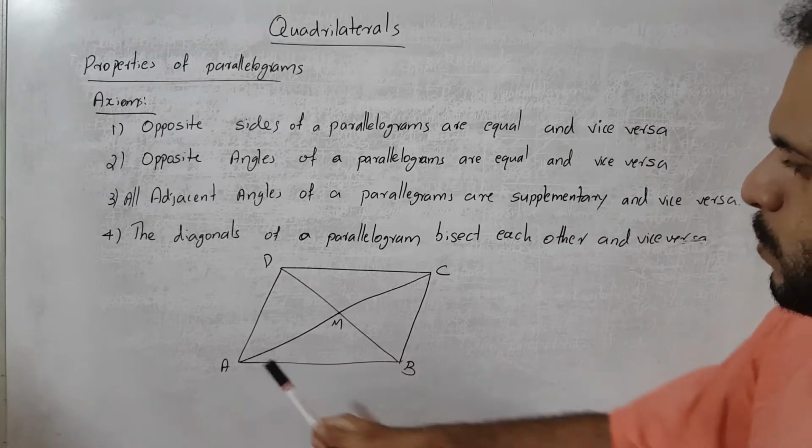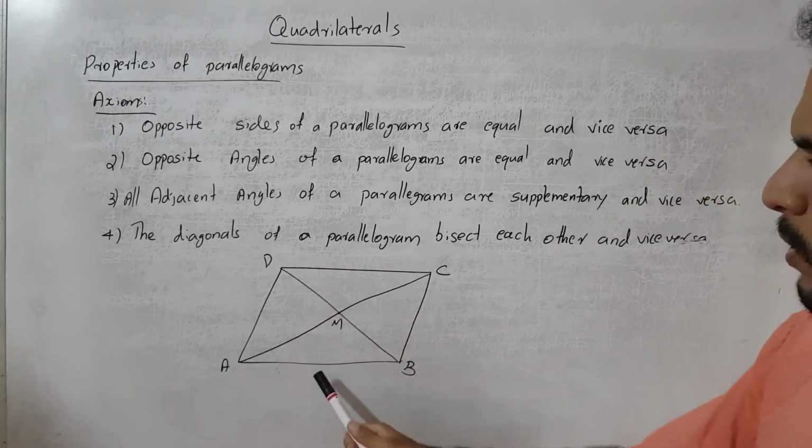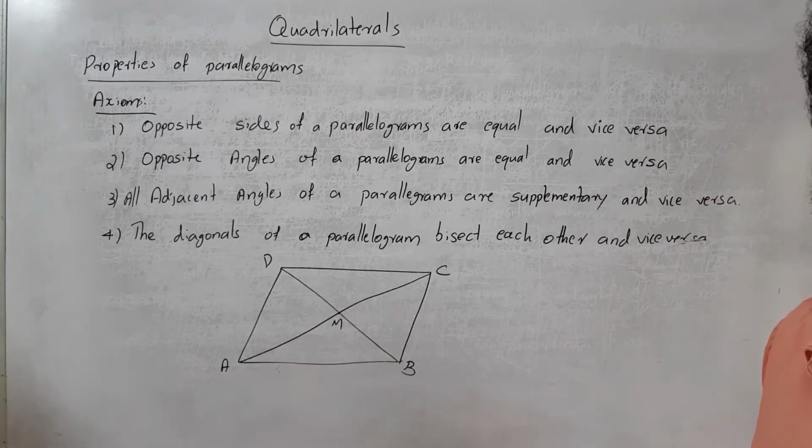In this quadrilateral, if we get that both pairs of opposite sides are equal, then surely we conclude this one is a parallelogram.